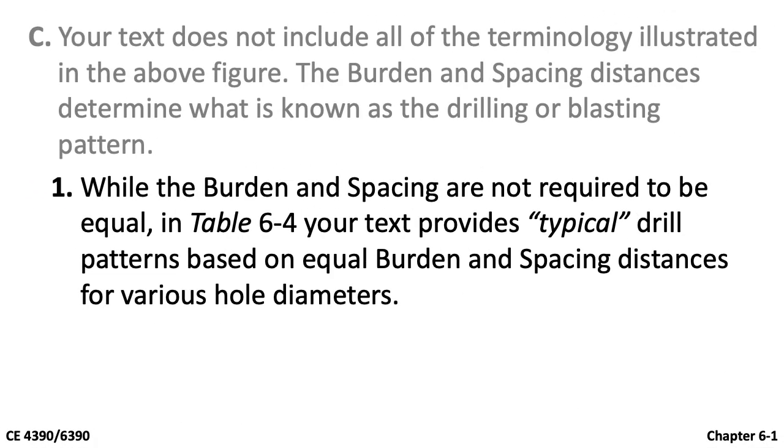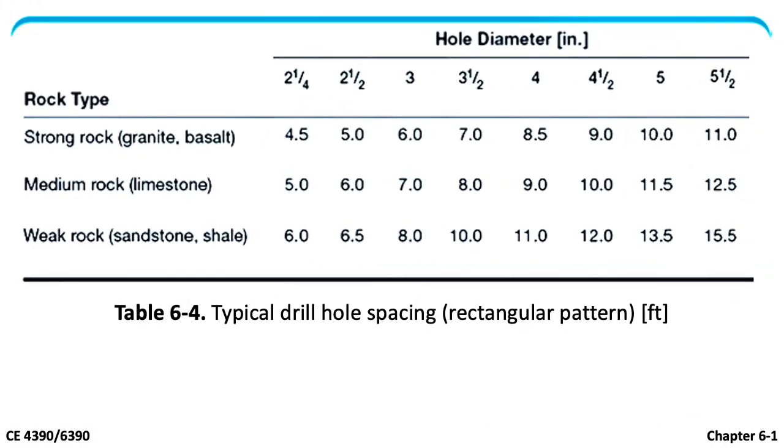While the burden and spacing are not required to be equal, your textbook assumes equal burden and spacing. Table 6.4 in your text provides typical drill patterns, assuming equal burden and spacing distances for various hole diameters. Using this table, given the hole diameter and the rock type, you can find the distance in feet between holes when they are in a rectangular pattern.